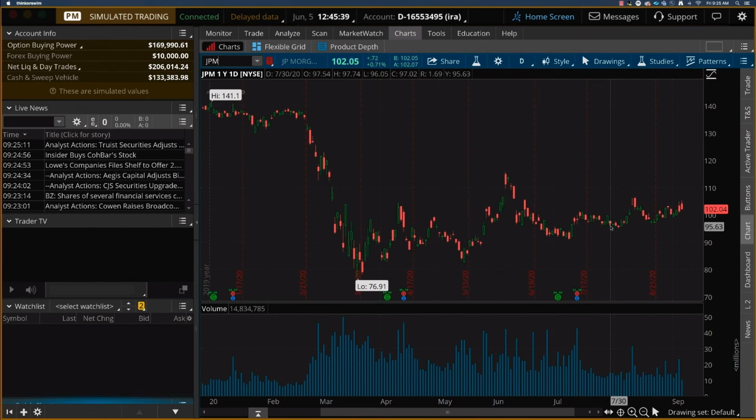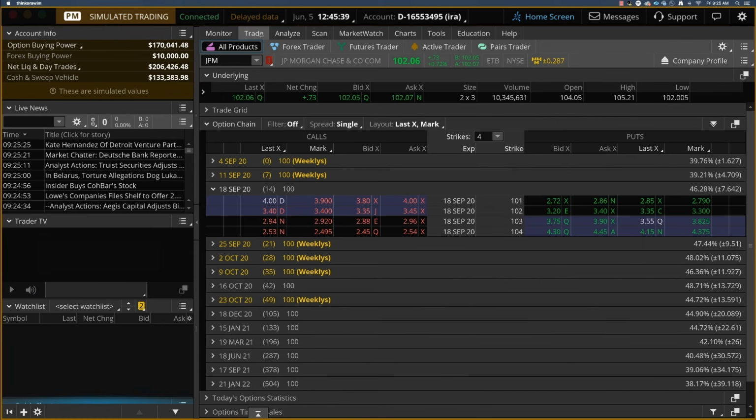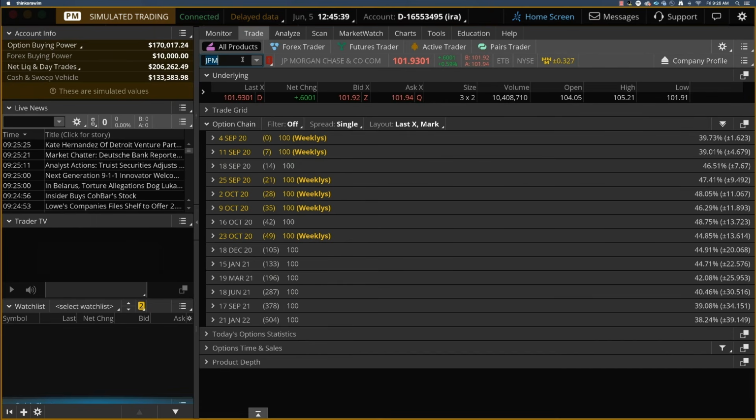It is a bullish strategy. So the investor needs to see proof that the stock is actually holding above a support, and the stock has even recently been making some higher highs. So if the investor considers doing a covered call on JP Morgan, they can now go to what we call the Trade tab. The Trade tab is just found to the right of the Monitor tab where we were before. We can now type in the symbol JP Morgan.